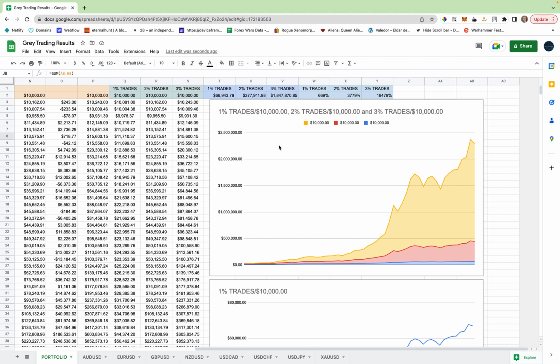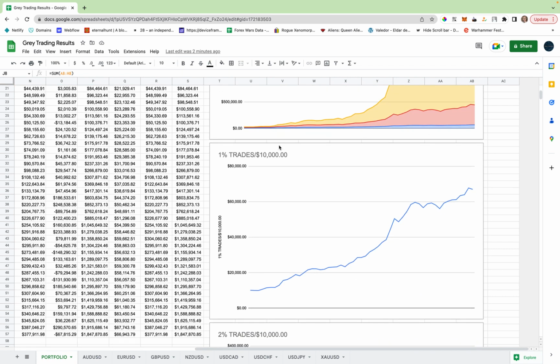But to summarize, 1% gave you almost a 700% gain. Risking 2% per trade gives you almost 4,000%, and 3% per trade gives you a staggering almost 20,000% in 1 year. So these are very, very smooth results, and to be honest, even the 2% one isn't that risky.